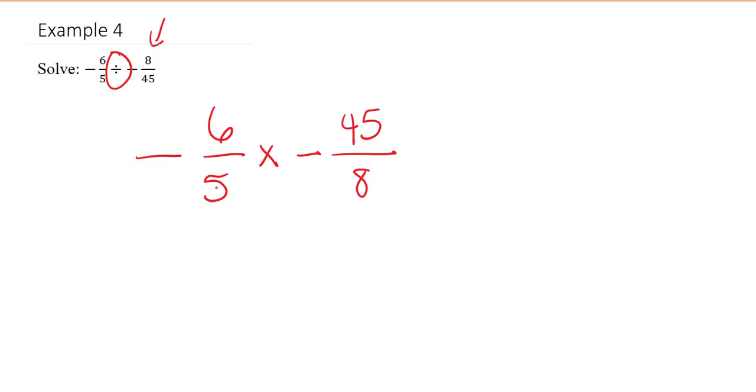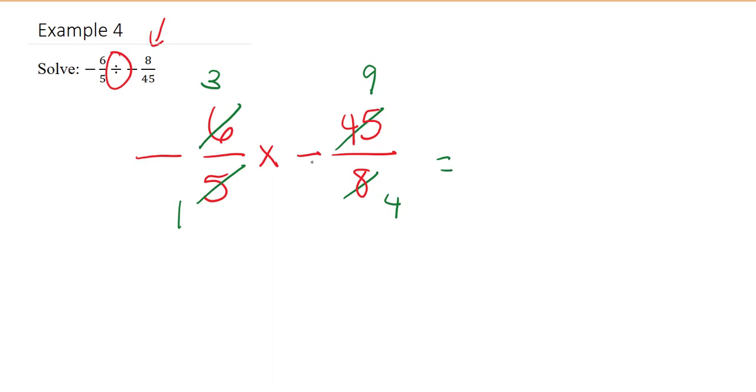So let's divide by 5 on each one. 5 divided by 5 is 1. 45 divided by 5 is 9. Now we have 6 and 8. Let's go ahead and divide by 2. So that's 3. 8 divided by 2 is 4. Now let's go ahead and multiply because we have reduced as much as we can.